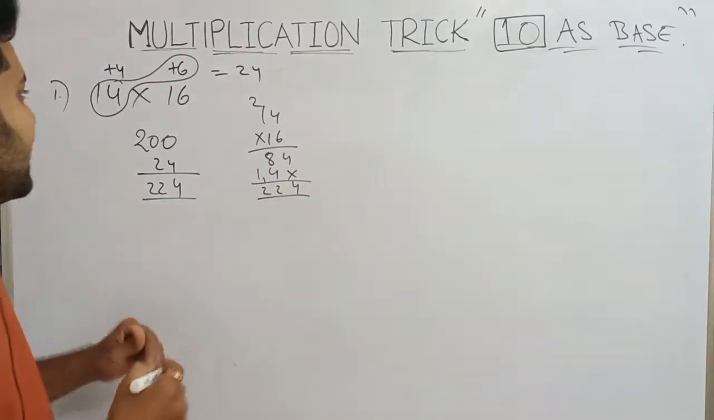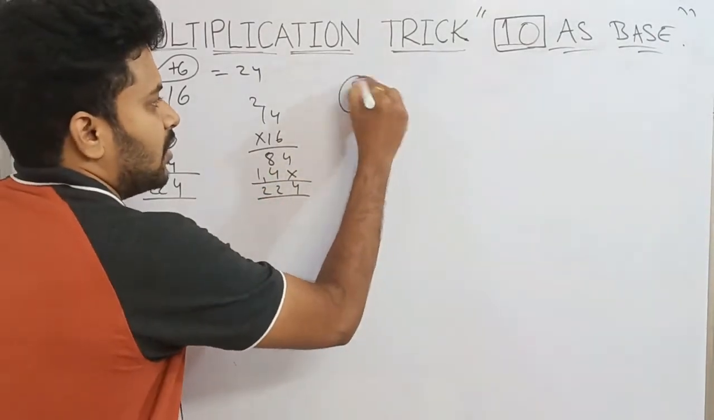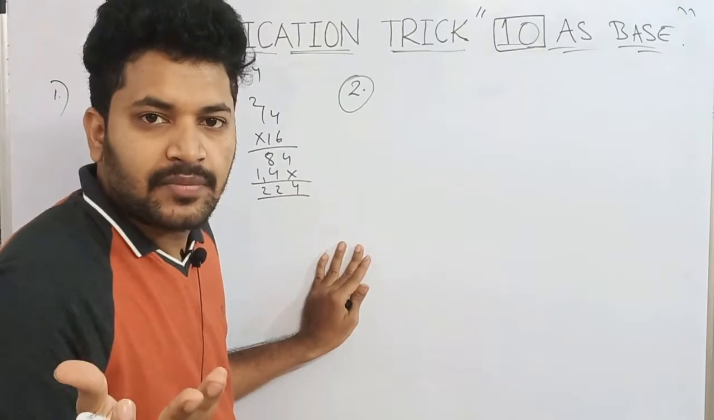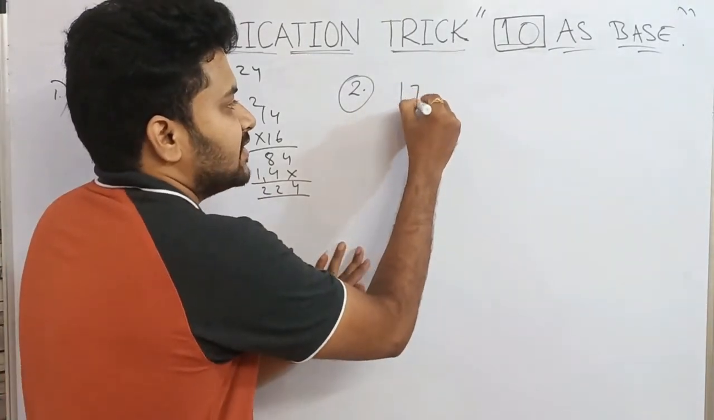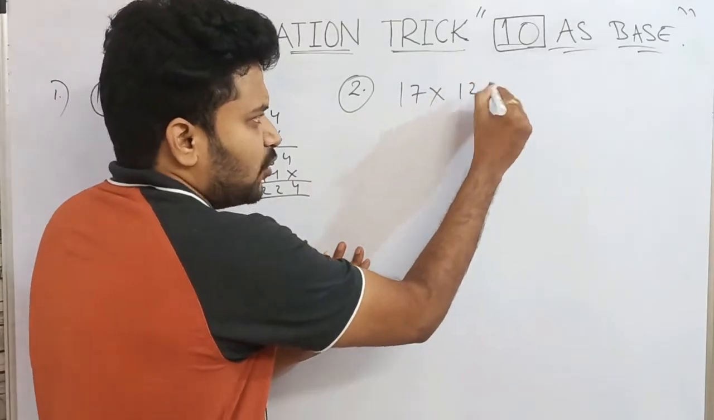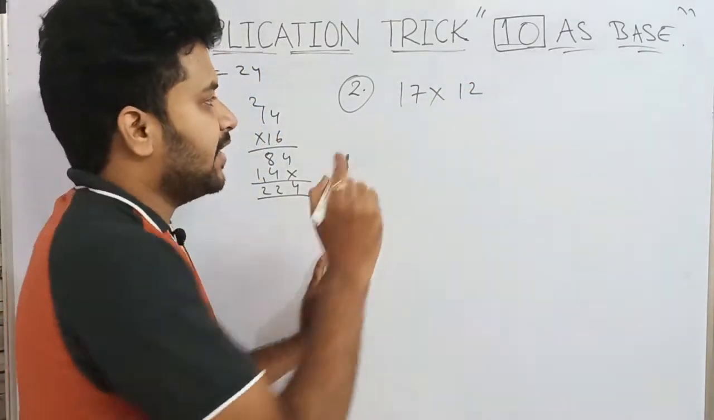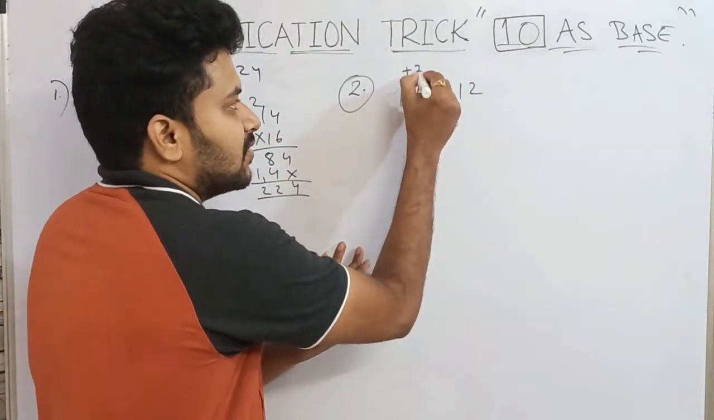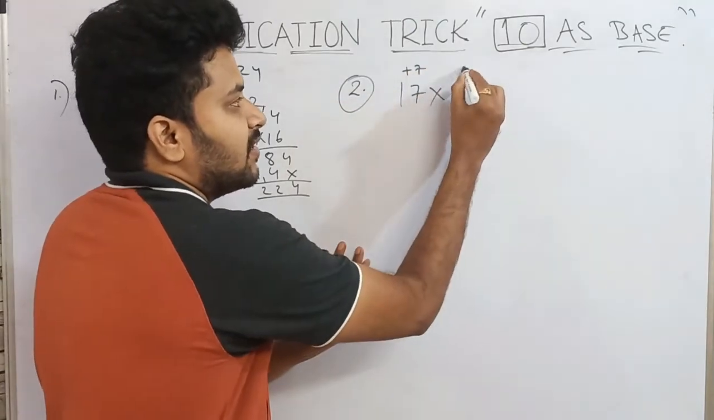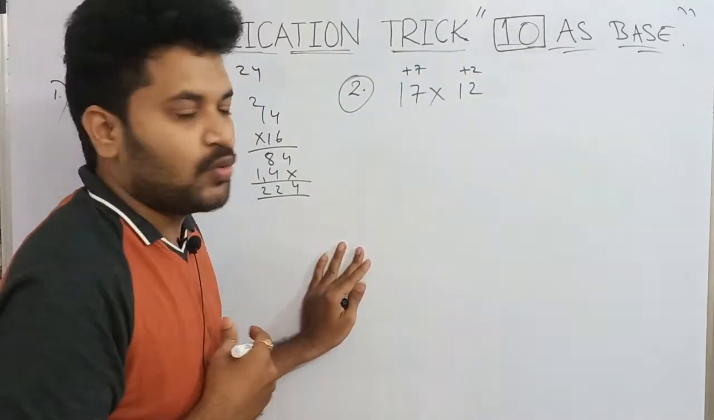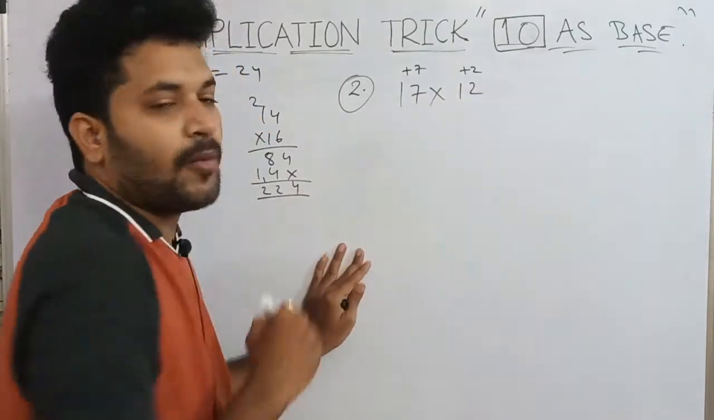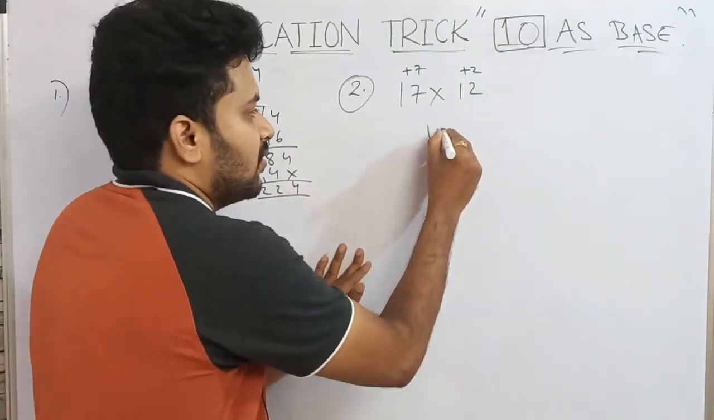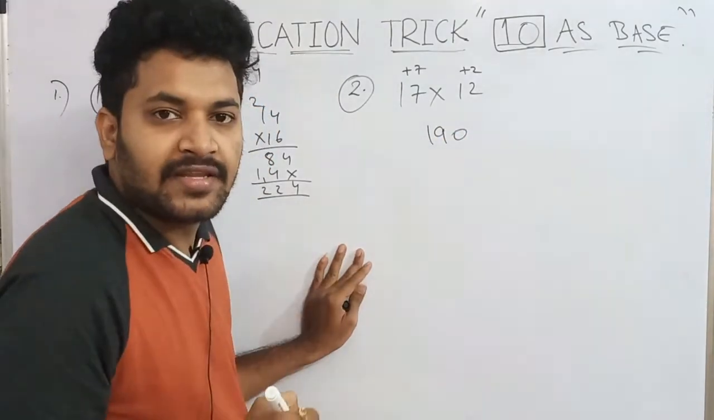Now go to the next example. Select any number; let us take the 18 table, 16 table, 17 table, anything. I am taking 17 into 12. Here it is 10 plus 7, and 10 plus 2. So 17 plus 2, how much? 19. Then a 0. This is the main thing you should remember.